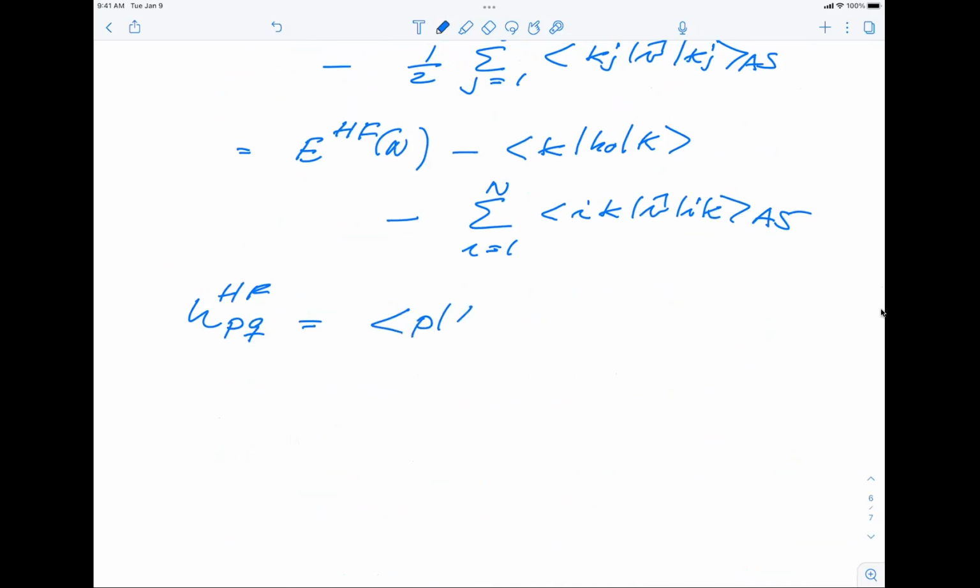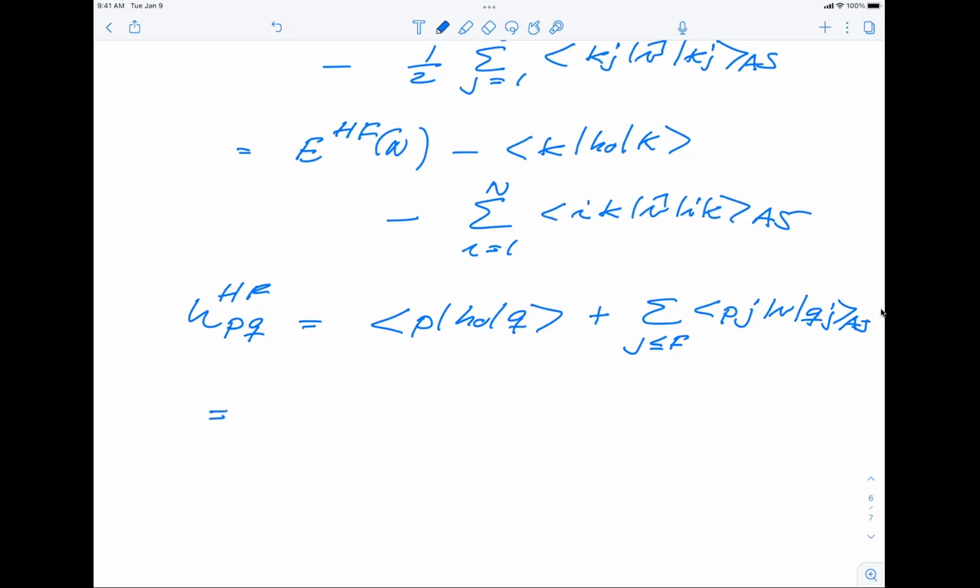<P|h0|Q> plus a sum over J less than the Fermi level of <PJ|v|QJ> anti-symmetrized. So if you look at the last two terms, what should they correspond to? Yes, very similar to the last. So this would actually be the Hartree-Fock energy for the state K.